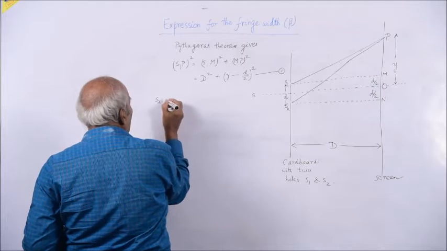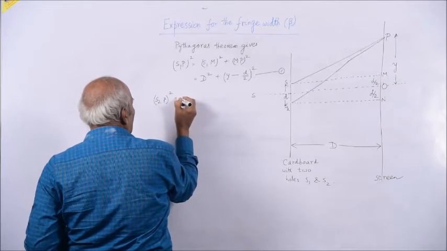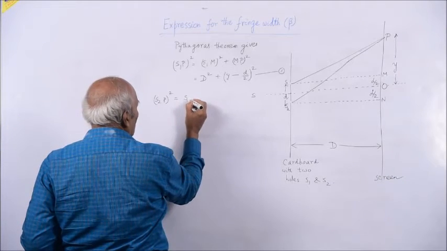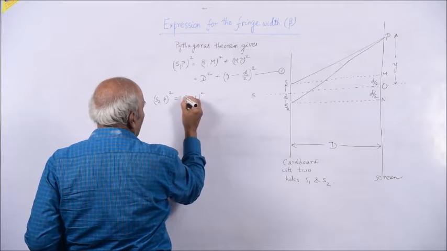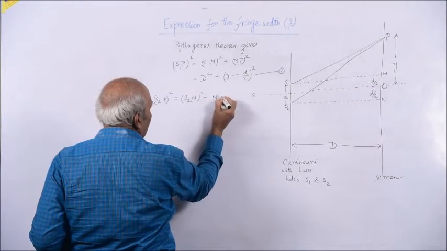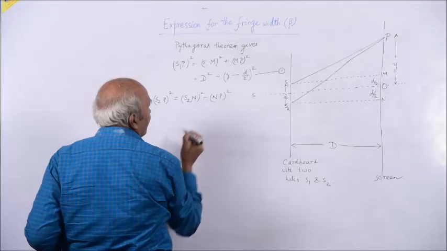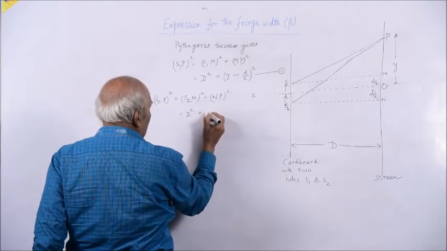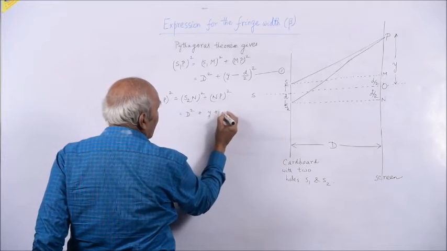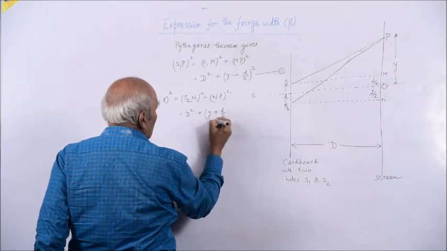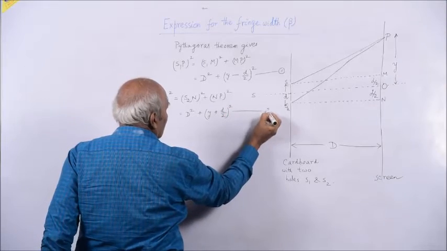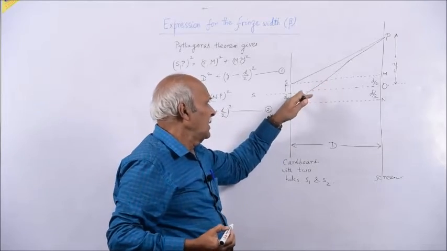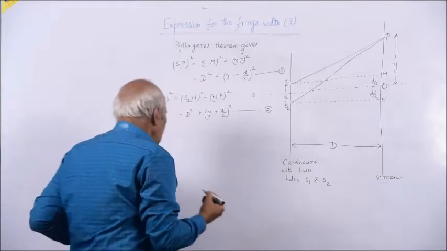Similarly, S2P square is equal to S2N square plus NP square, which is equal to D square plus (y plus d by 2) whole square. This is equation 2. But our intention is to find the path difference S2P minus S1P.